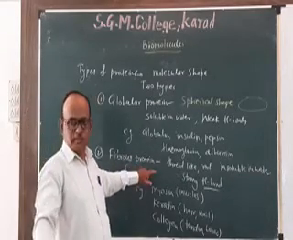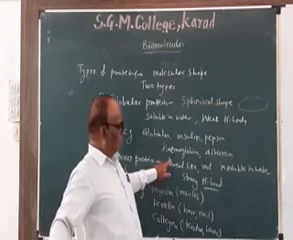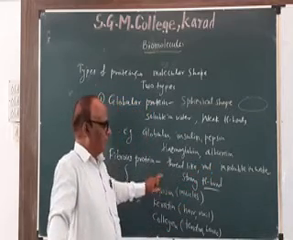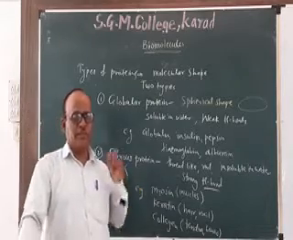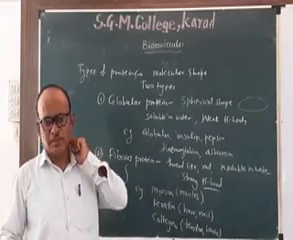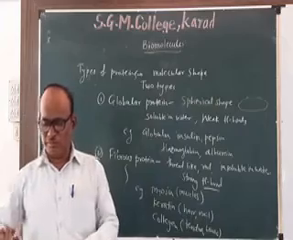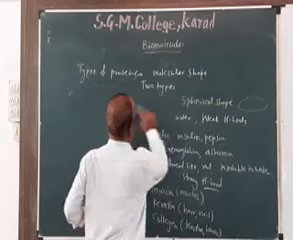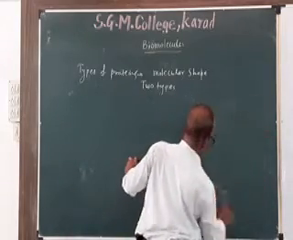Again, repeat this point: fibrous proteins have a thread-like or rod-like structure, are insoluble in water, and have strong hydrogen bonding. The examples are myosin, present in muscles, keratin present in hair and nails, and collagen present in tendons or bones. So these are the two types of proteins, globular and fibrous protein.